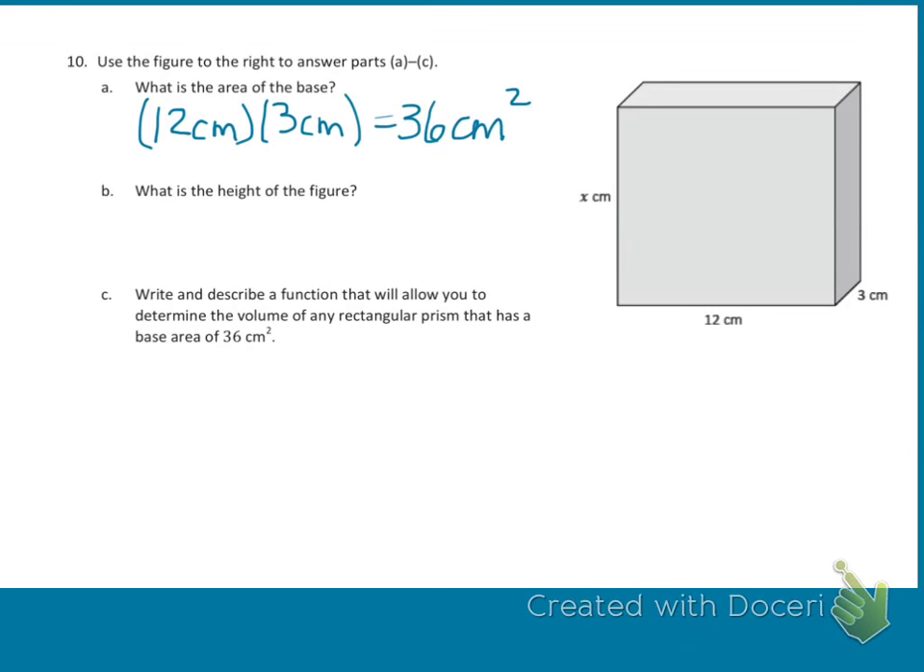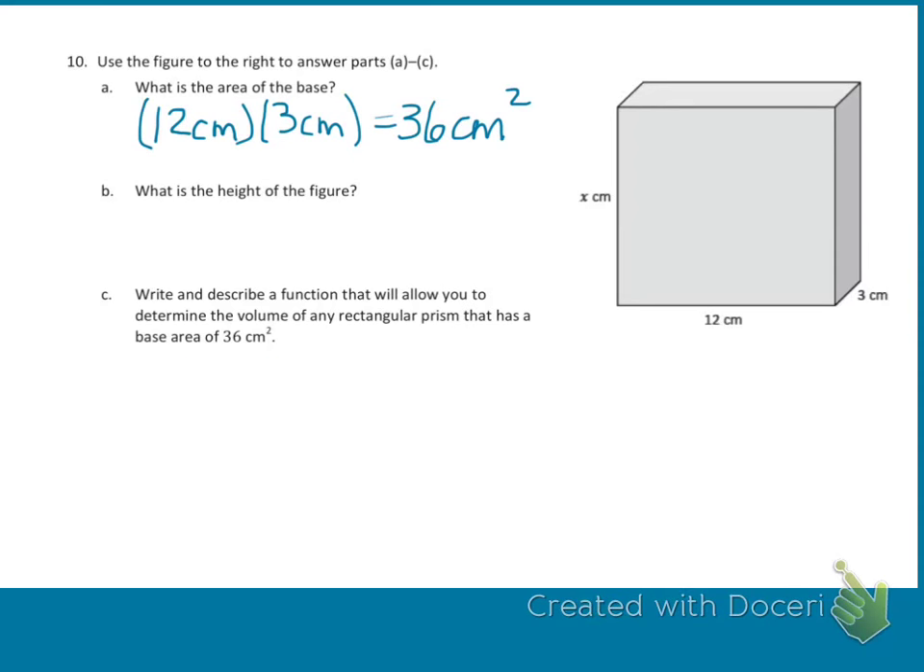So the height of this figure here is x centimeters. And if we want to write the function, it's going to look like this. So the volume of that prism is 36 centimeters squared times the height, which is x centimeters. So that will give us that volume. All we have to do is input the height.